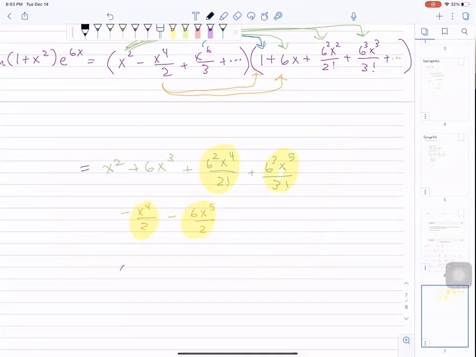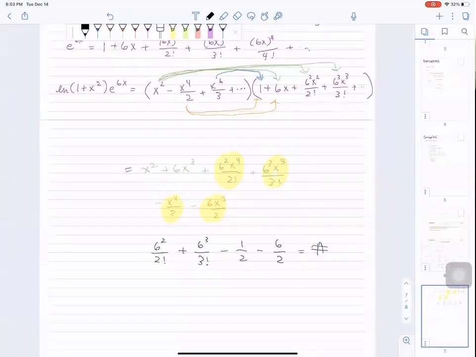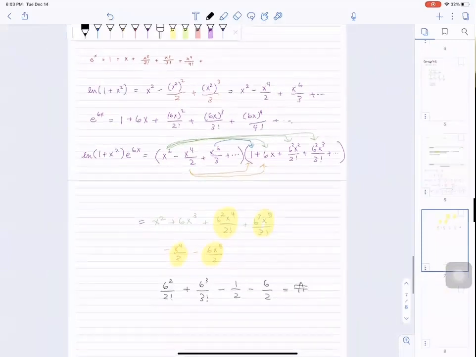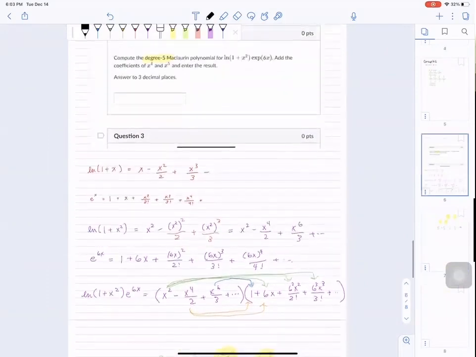Well, we have a 6 squared over 2 term. We have a 6 cubed over 3 term. We have a 1 over 2 term and a 6 minus 2. So whatever this number is, that's your answer. Okay, any other questions?